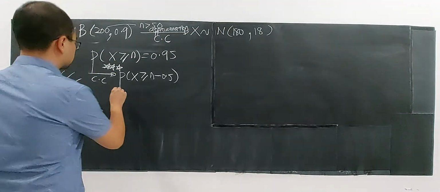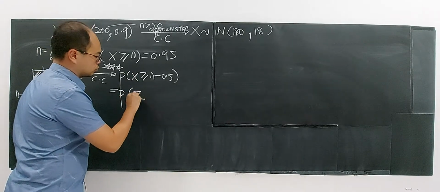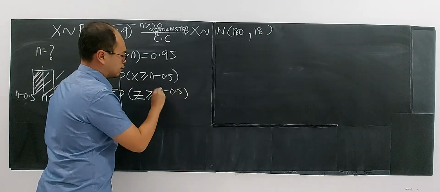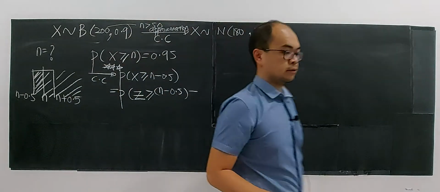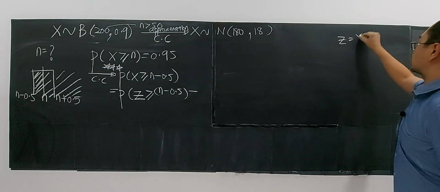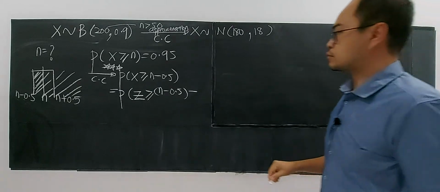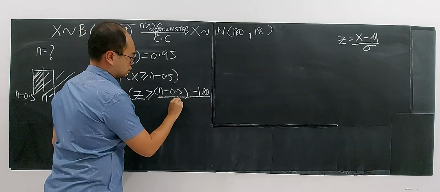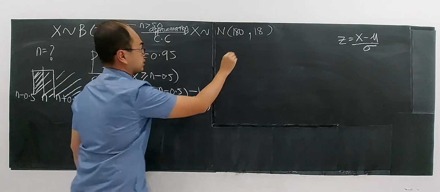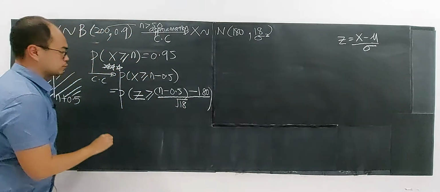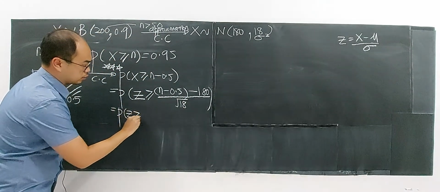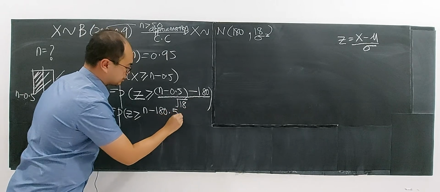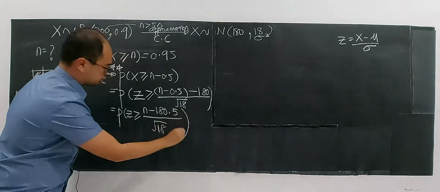So very simple, you transform this to z. You know that if you want to use the normal distribution, you have to standardize the score. It means n minus 0.5, I have to minus the mean, the score z, which is x minus the mean over the standard deviation. The standard deviation is the square root of 18, because 18 is the variance. So I rewrite this: P(Z is greater or equal to (n minus 0.5 minus 180) over the square root of 18), where n minus 0.5 minus 180 is n minus 180.5.